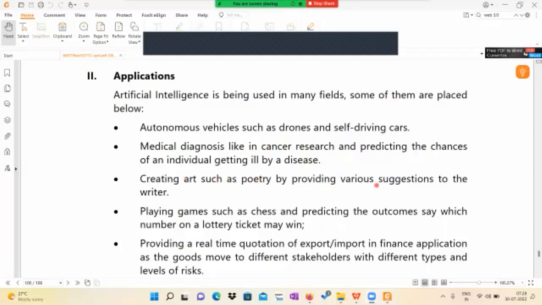Creating art such as poetry by providing various suggestions to the writers. We know that writers use their imagination skills with the help of artificial intelligence. The writer can gain good experience shared by the machines.